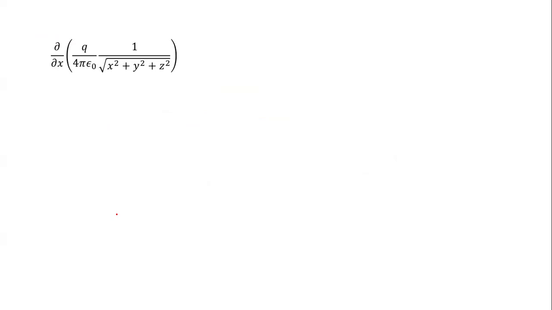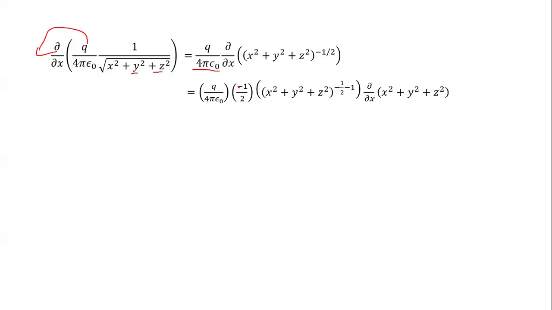To get the partial derivative of, for example, this function, partial over partial of x of q over 4 pi epsilon naught, what does it mean? That we're going to differentiate this with respect to x, and we're going to treat y and z as constants. So let's take this constant out. We have partial over partial of x, and we're going to write this in the form x squared plus y squared plus z squared to the power of negative one half, and we differentiate with respect to x, keeping y and z constant.